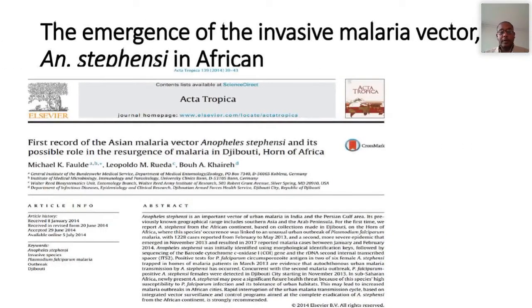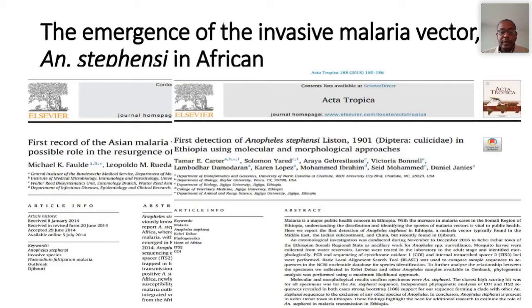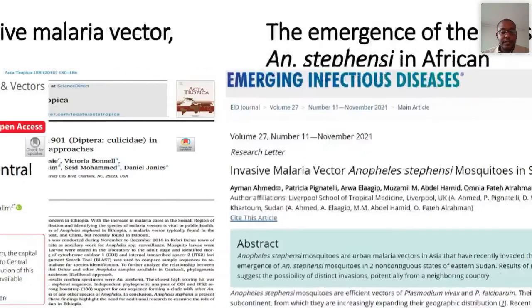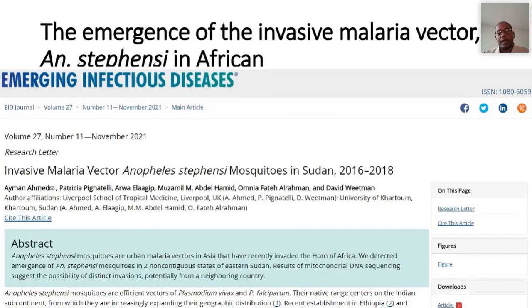In Djibouti, it was detected when there was an upsurge in malaria cases, and when this upsurge was investigated, they found that stephensi was the major player in that malaria epidemic. The same goes for Ethiopia, and when it comes to Sudan, it was also reported while investigating insecticide resistance among the major vector of malaria in Sudan, Anopheles arabensis, and during that study, Anopheles stephensi was accidentally discovered.